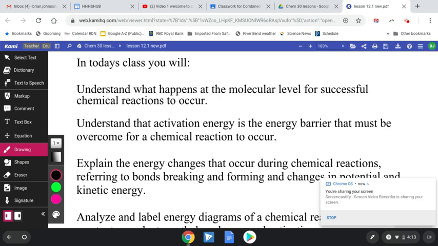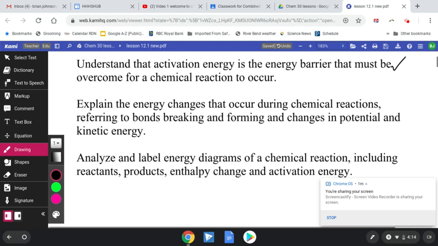So on the screen you can see we've got the outcomes that you are going to be covering today. At the end of this lesson you will understand what happens at the molecular level in order to have a successful chemical reaction. We're going to look at what activation energy is, and you will understand how activation energy affects the likelihood of a reaction occurring and how it really alters the success of a chemical reaction. You are going to look at the energy changes during a chemical reaction.